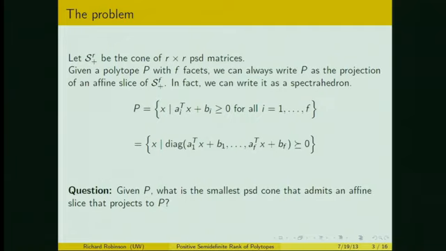So in particular, we can always write it as the projection of a spectrahedron. But we can ask the question, given a polytope, what is the smallest PSD cone that will admit an affine slice, so a spectrahedron living in the cone, that projects to our polytope? So that's our question.